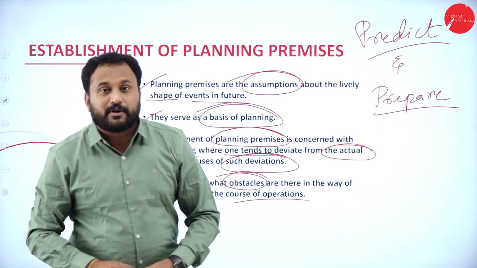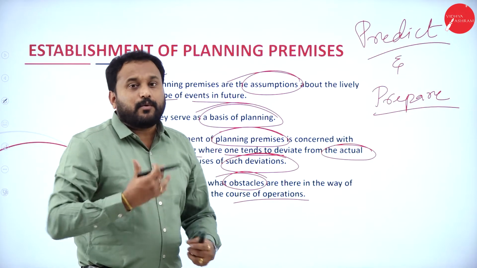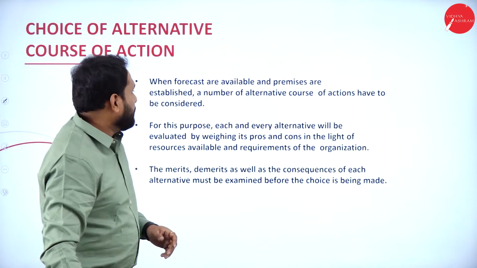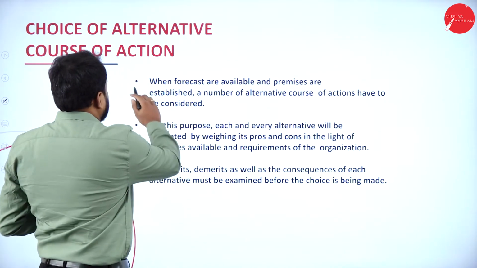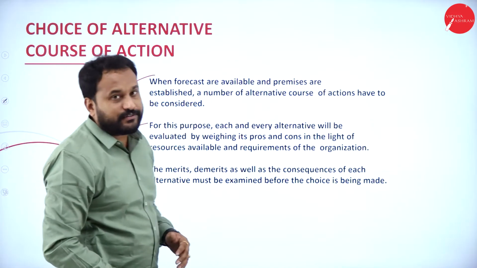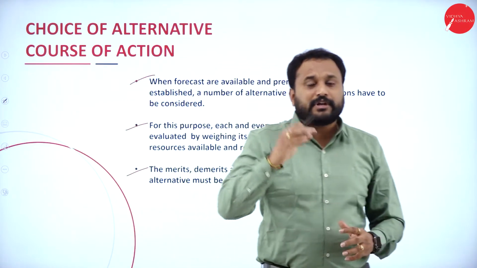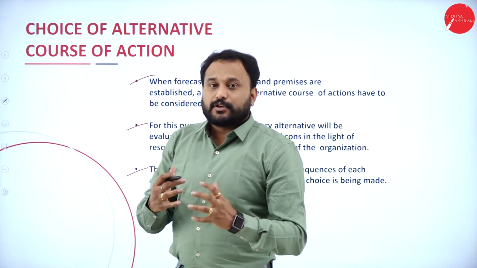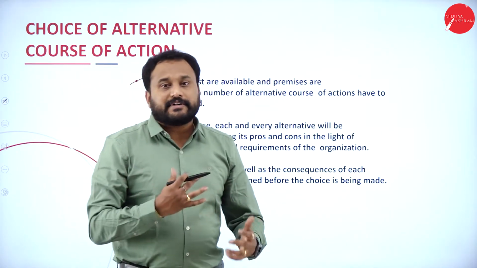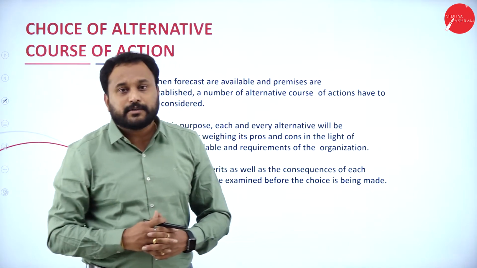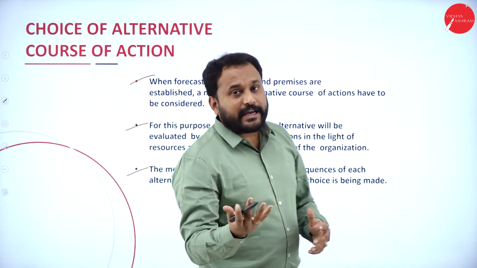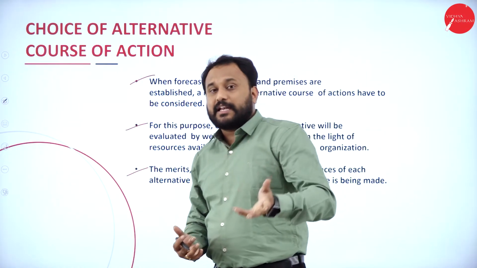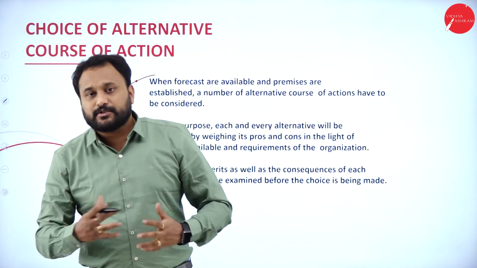So premises are the boundary, and you need to assume what possible things will happen or may not happen. Next we have choice of alternative course of action. I'll give you an example here. Now you need to travel from Mysore to Bangalore. So what are you going to do? Alternative course of action. Now the objective is done, you are supposed to travel to Bangalore. You can go with any premises assumption, saying that rain may happen, rain may not happen, sunny day, or whatever it is.